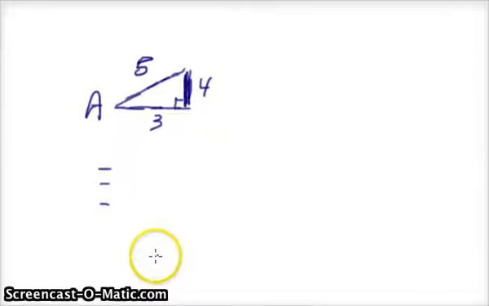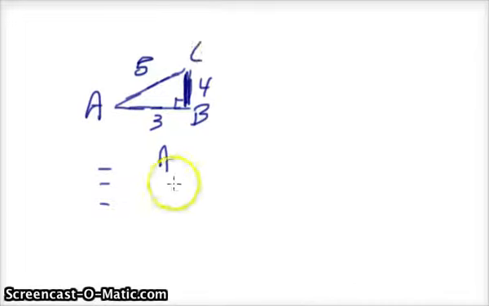Can I find the measure of all the angles? That's a good question. Remember, we'll call this angle B and C. I got A, I got B, I got C. Well, I know B is 90 degrees. How am I going to find the other one?